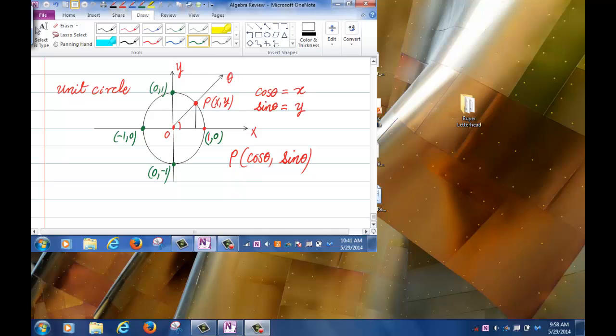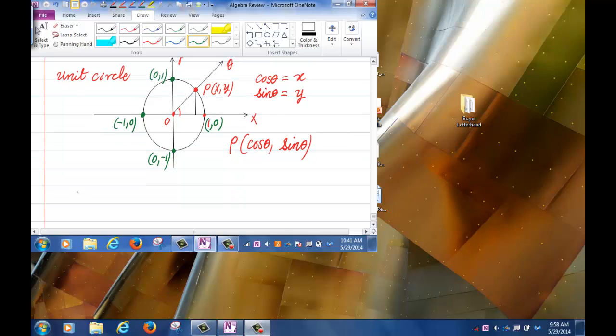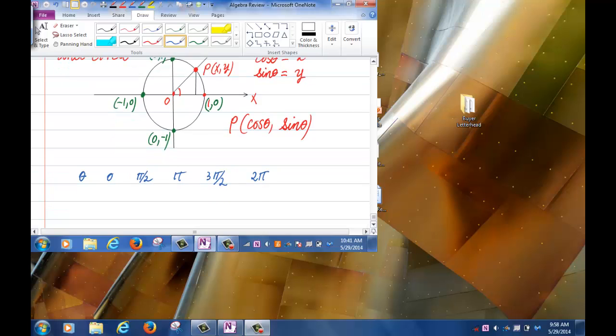So keep that picture. And let's answer a couple of questions here. Let's say I have the value of theta to be 0, pi over 2, pi, 3 pi over 2, and 2 pi. And I want to know what are the values of cosine theta and sine theta.